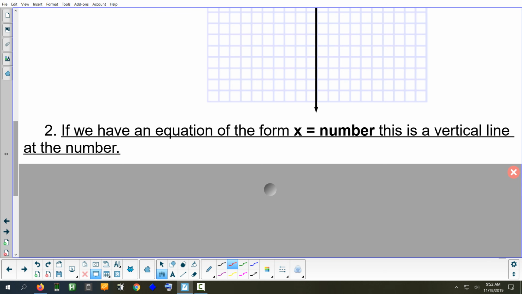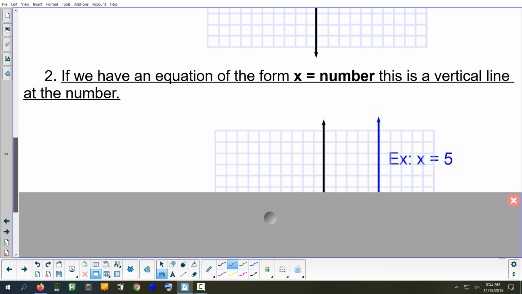Now, I know you might be thinking, well, wait, when we draw the x-axis is horizontal. It's not vertical. You're right. So this is a little tricky to remember. Right? But you could definitely put it on a reference sheet, and you can use that on the test on Friday. So if you have an equation, x equals a number, that's a vertical line at that number.